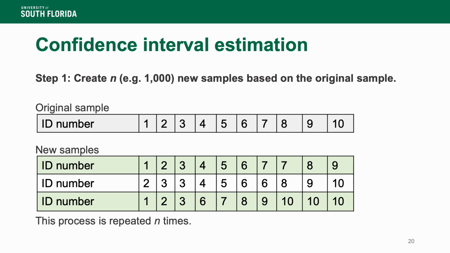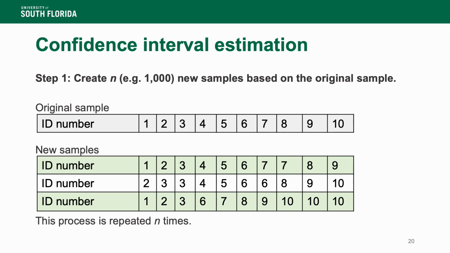So in the first step, we create new samples based on the original sample. Let's suppose that our original sample had 10 individuals in it, and each of these 10 individuals have their own unique identifier. Then to create the new samples, we at random pull individuals from this original sample and put them into the new sample. It can happen that an individual is pulled into the new sample multiple times, and it can also happen that certain individuals do not end up in one of the new samples.